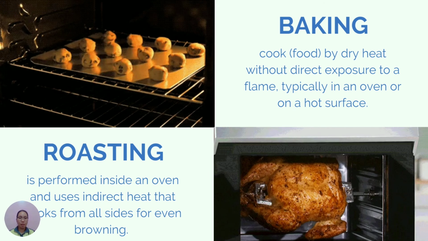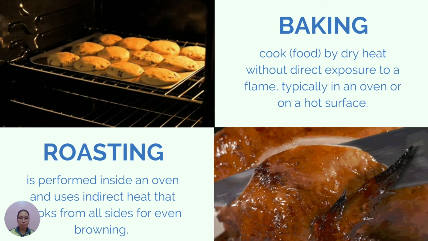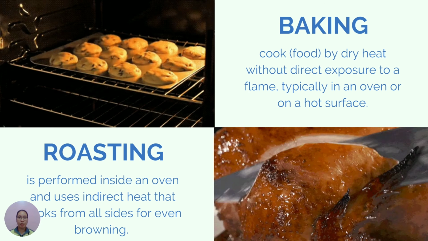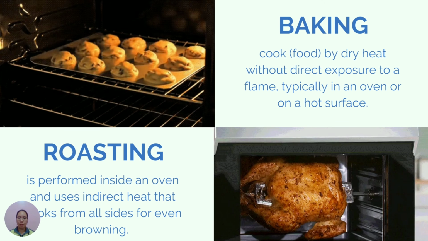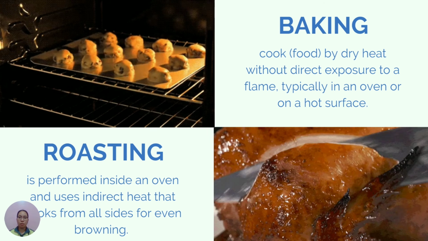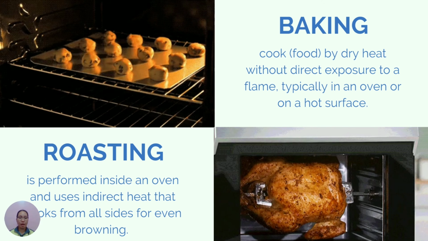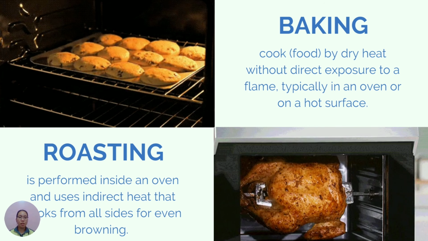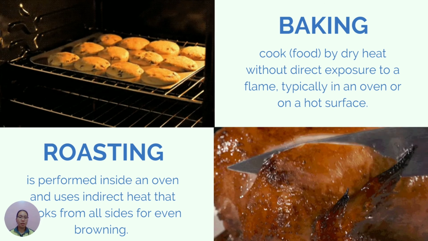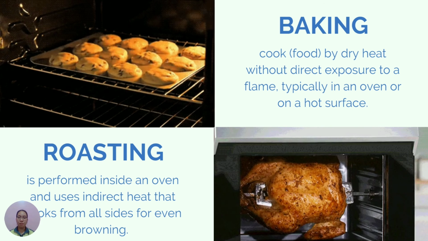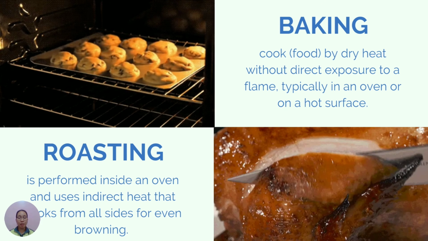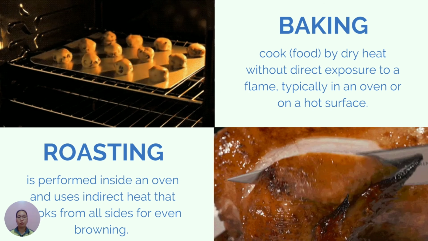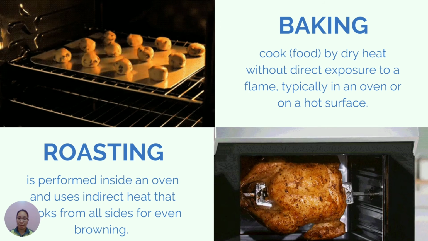Next, we have the baking. So it cooks food by dry heat without direct exposure to a flame, typically in an oven or on a hot surface. And then we also have the roasting, which is performed inside an oven and uses indirect heat that cooks from all sides for even browning. Baking and roasting both use indirect heat to surround foods and cook from all sides.